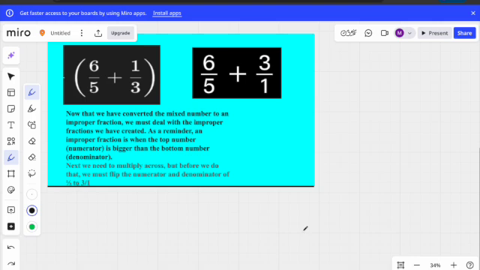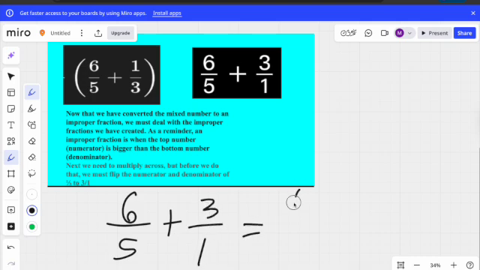We must deal with the improper fractions that we've created. As a reminder, an improper fraction is when the top number, which is the numerator, is bigger than the bottom number. So next we need to multiply across. But before we do that, as you can see, we have the 1 over 3. We're going to flip the numerator and the denominator to make 6 over 5 and 3 over 1. Now we're going to go ahead and multiply across, now that we've flipped our numerator and denominator.